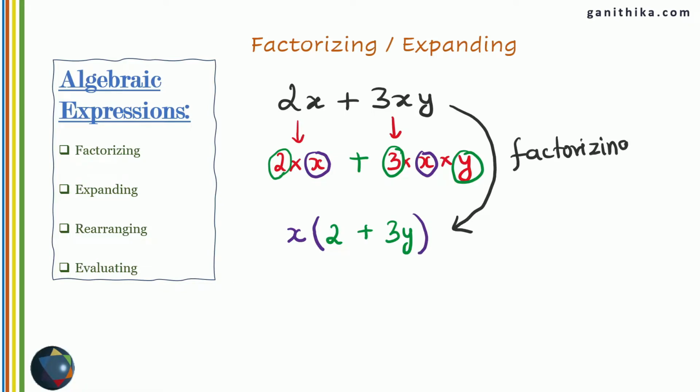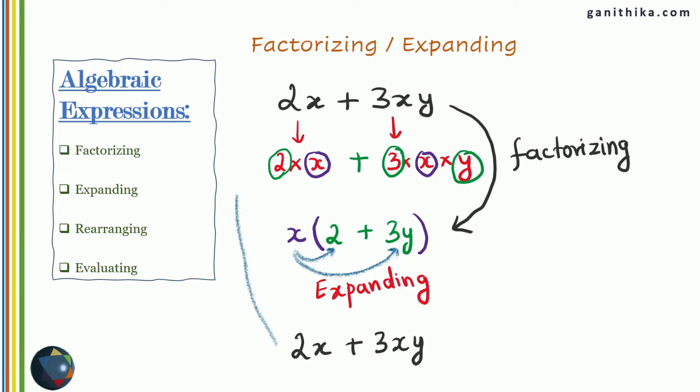Now if you want to expand this, x times 2 is 2x, and use the same symbol as in the question, and x times 3y is 3xy. And you can notice that this is the same as the given question. So if you factorize and expand again, you will get back the question, and this can be used to check whether your factorizing is correct or not.